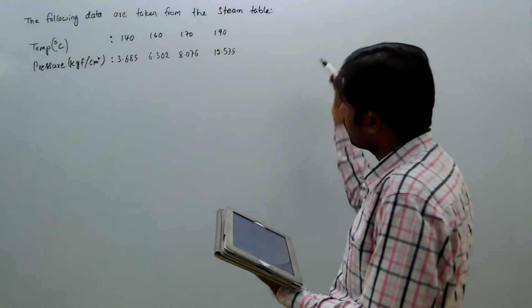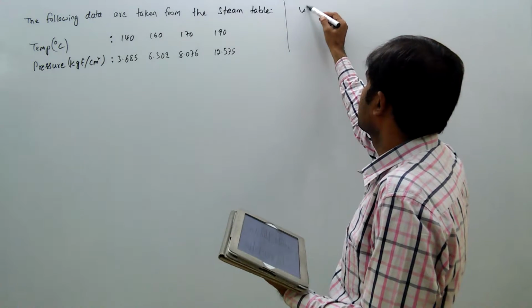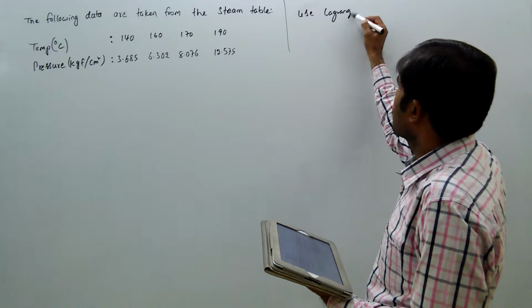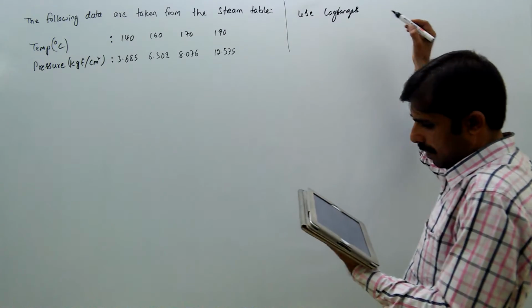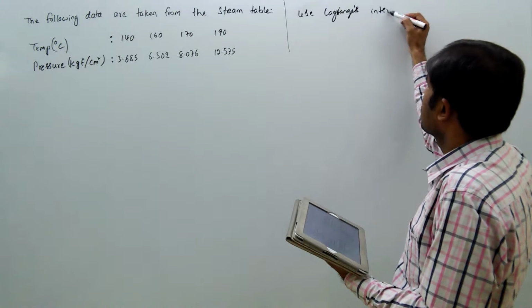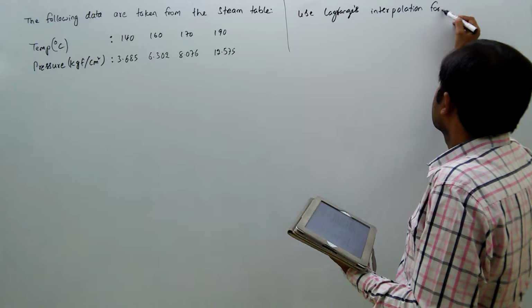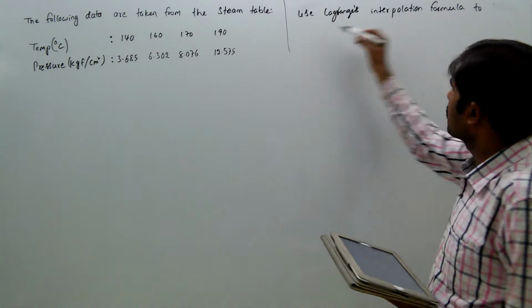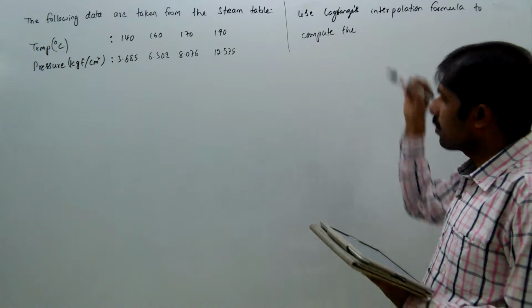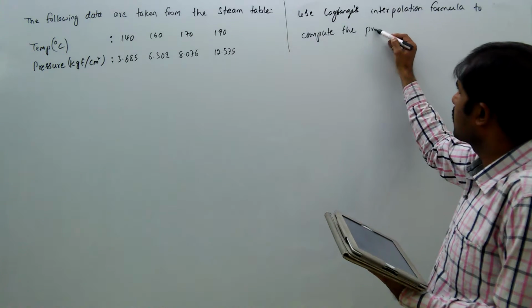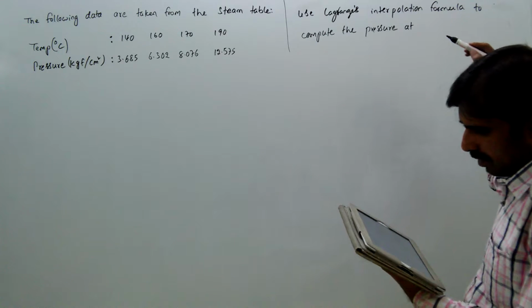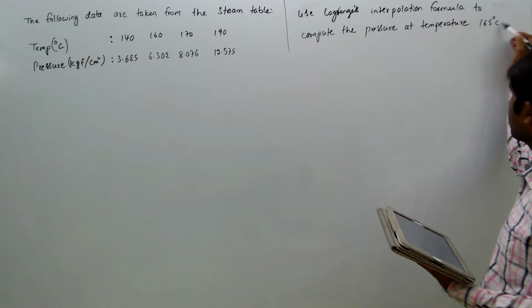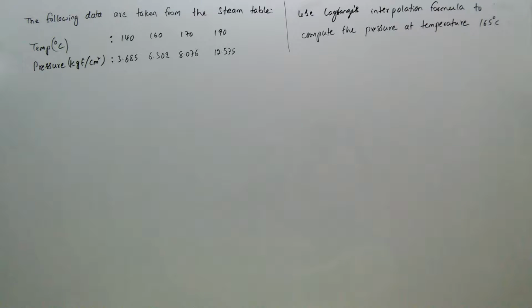Use Lagrange's interpolation formula to compute the pressure at temperature 165 degrees centigrade.